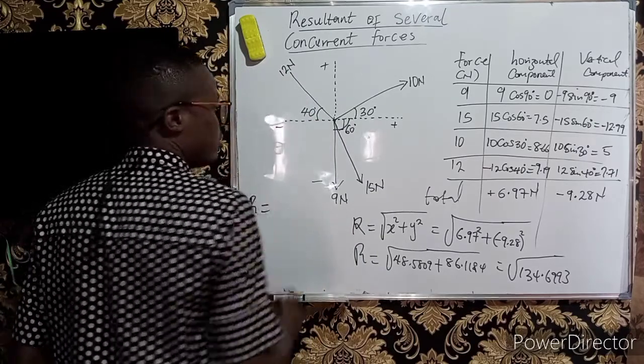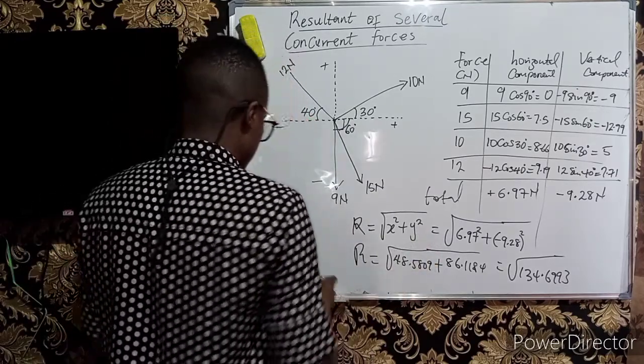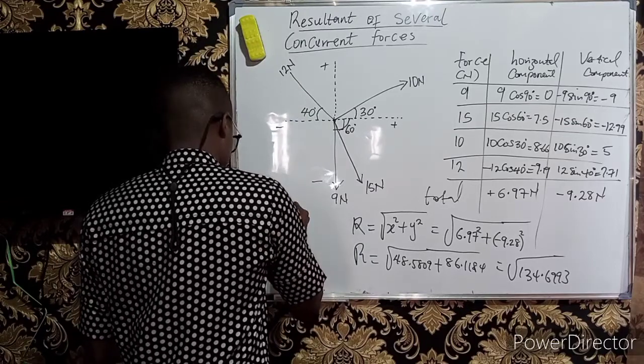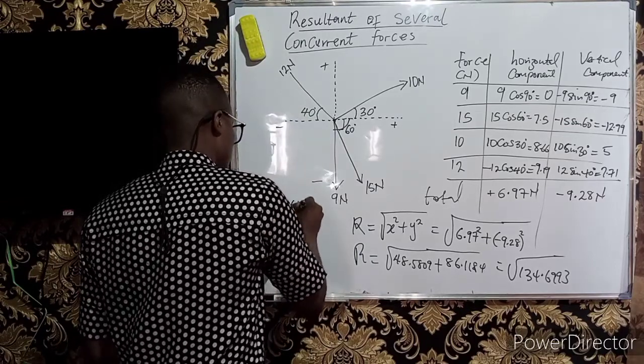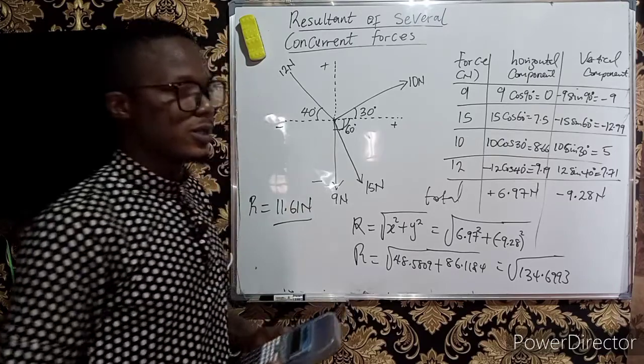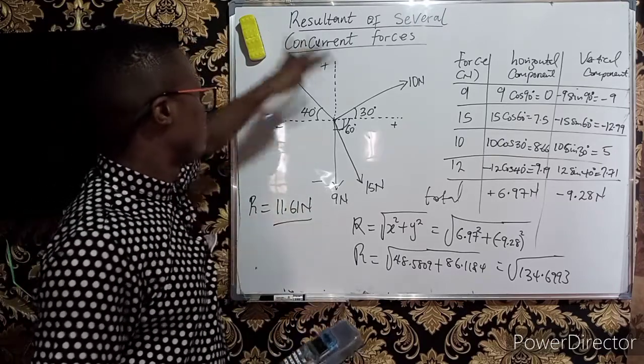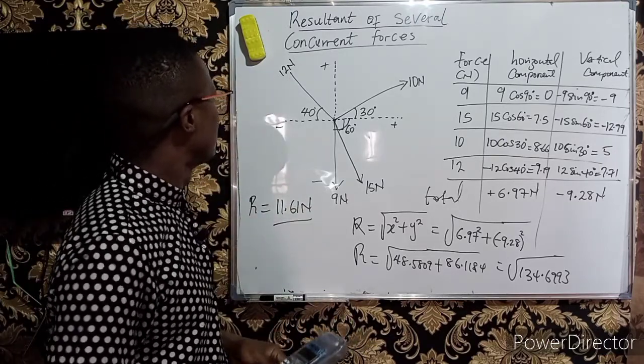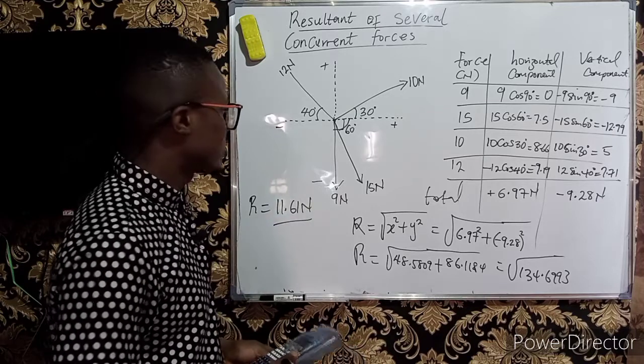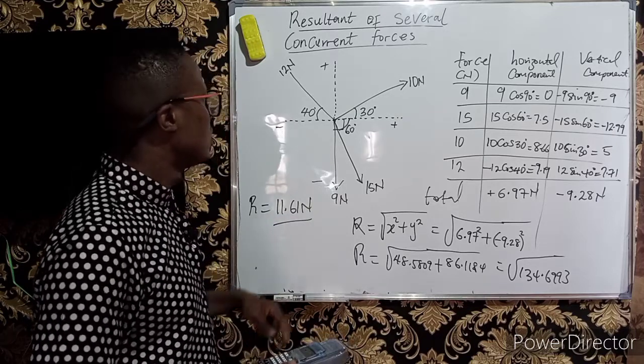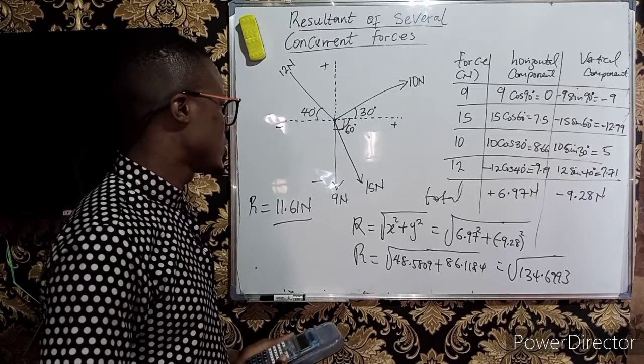So finally, resultant will now be the square root. So my resultant R is now the square root of that value to give us 11.61 Newton to 2 decimal places. So this is just the resultant of all these forces. So having got the resultant of these forces, it is still wise to get the angle of inclination.